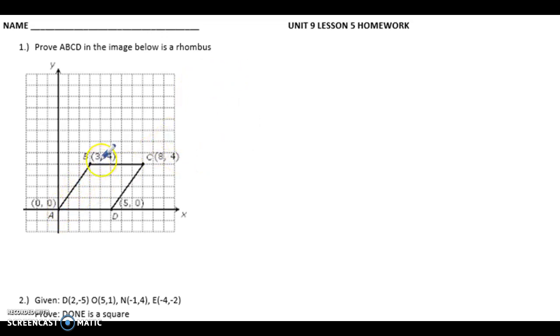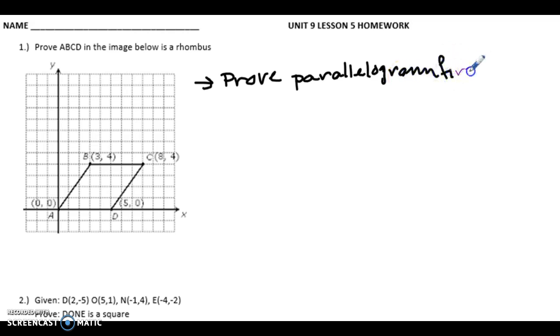Now we've talked a lot about how to do that, and that's to prove that opposite sides are parallel. So you're going to go ahead and do your whole parallelogram proof first. And if you don't know how to do that, please look it up in your examples or your notes. Parallelogram. Okay, I don't know why that just switched in the middle of writing, but that's okay.